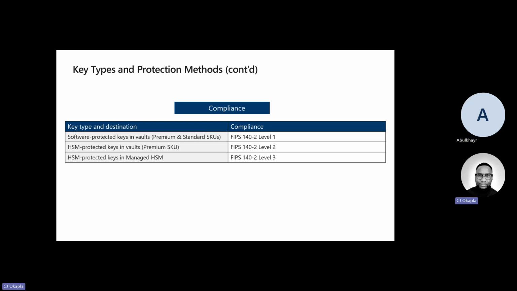So, key types and protection methods, continuation. We have mentioned several types of keys. We have software protected keys in Vault Premium and Standard. Next, we have the HSM protected keys in Vault Premium SKU. And then we have the managed HSM keys.